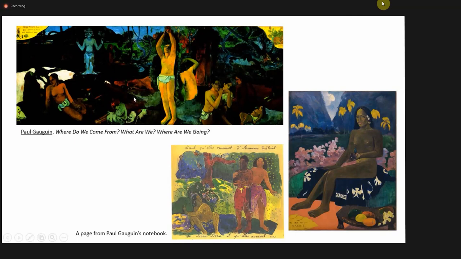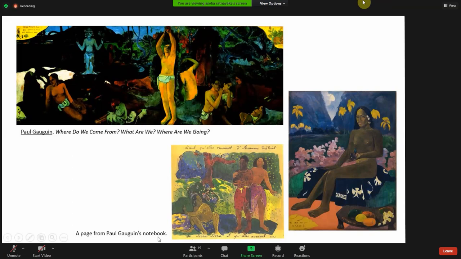So this one is considered to be the most philosophical art, so philosophical ideas also came into art in this era, and Paul Gauguin was a pioneer in that. A page from Paul Gauguin's notebook and another painting by him.